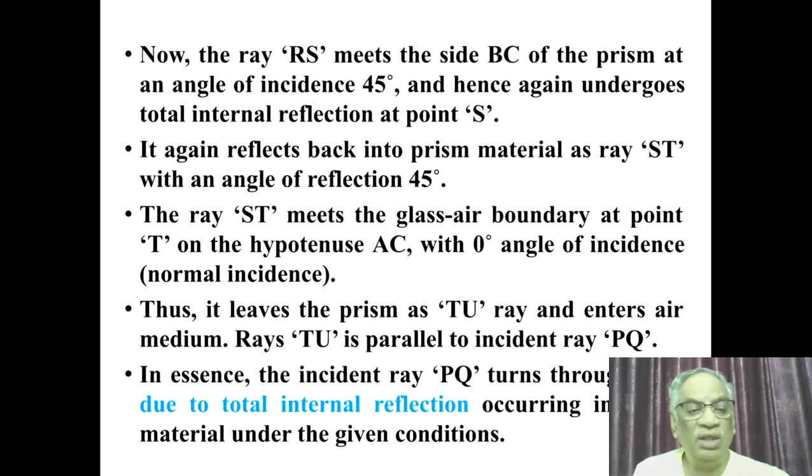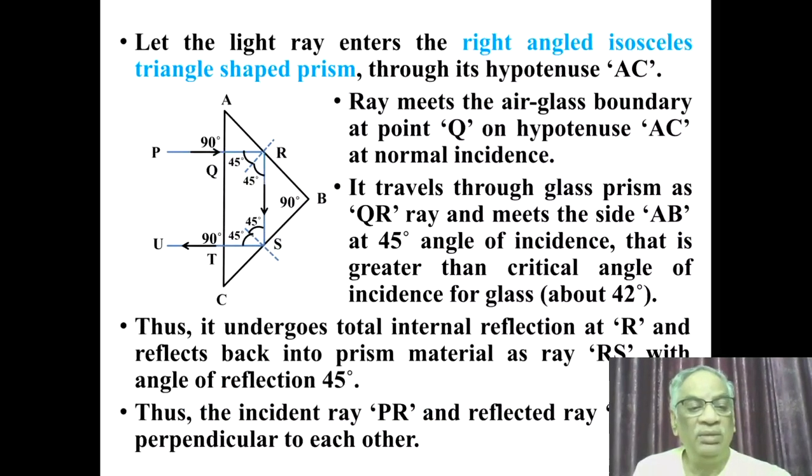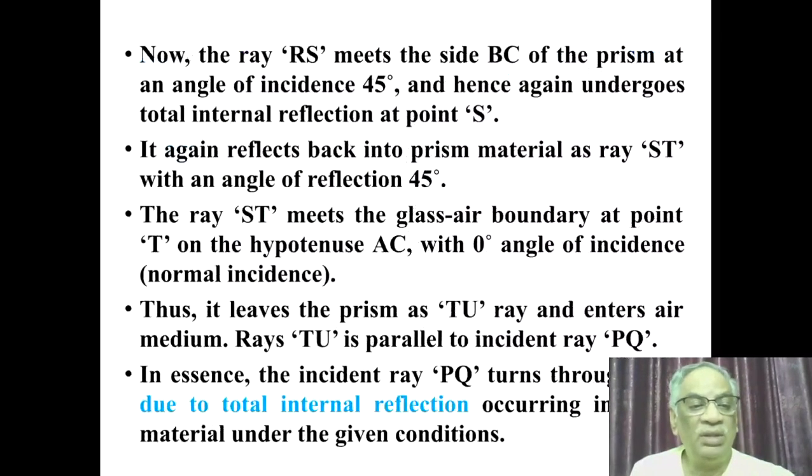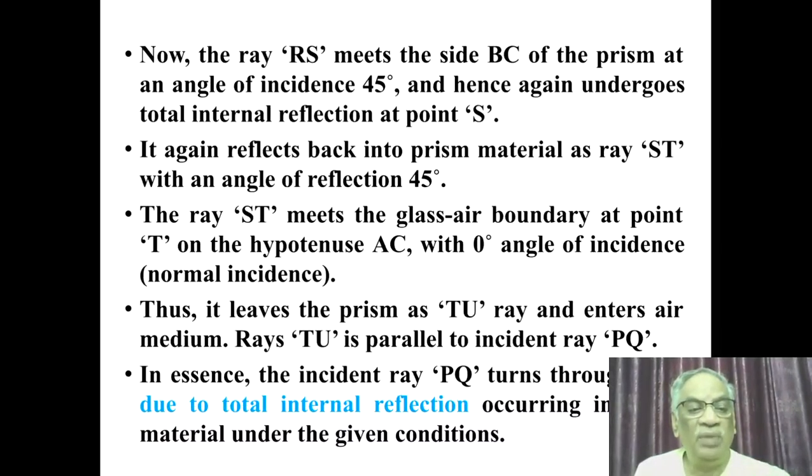Again, it undergoes total internal reflection and reflects back into the prism material at the point S, shown as ray ST. As it meets the glass-air boundary surface AC again at point T, because the angle of incidence is 0 with reference to the side AC, it leaves the prism material and travels straight as ray STU. So in the process, the ray started from point P reaches point U through total internal reflection occurring at points R and S. The total angle of turning is 90 degrees at the point R and 90 degrees at point S. Hence, the ray coming from P turns through 180 degrees and reaches the point U. So this is also an example of total internal reflection.